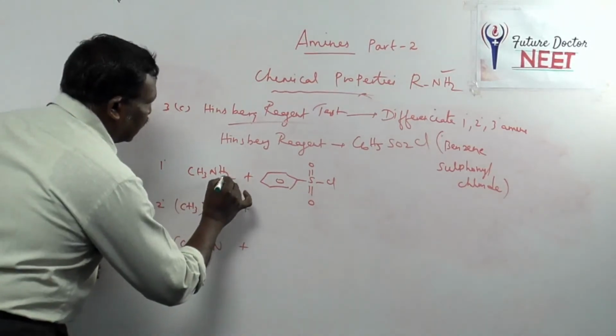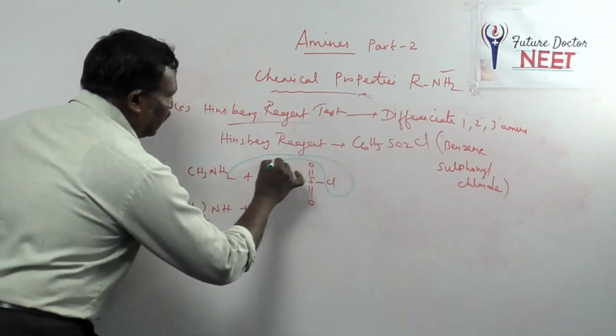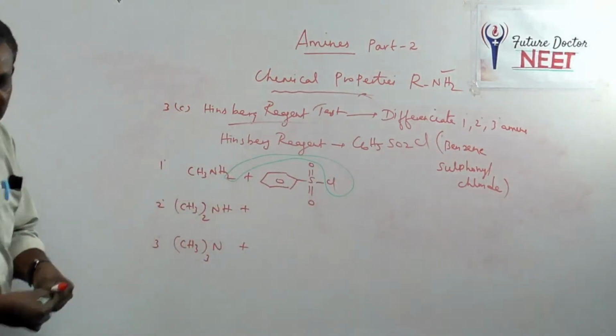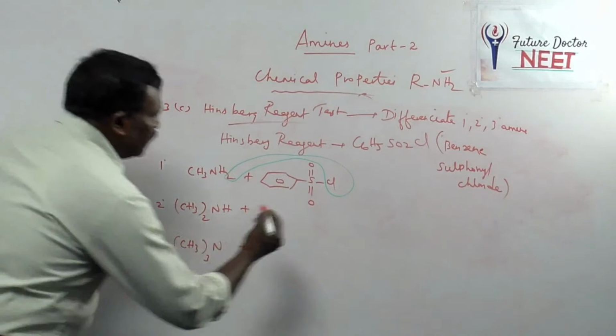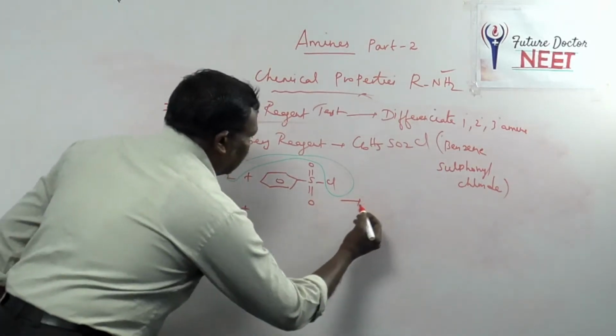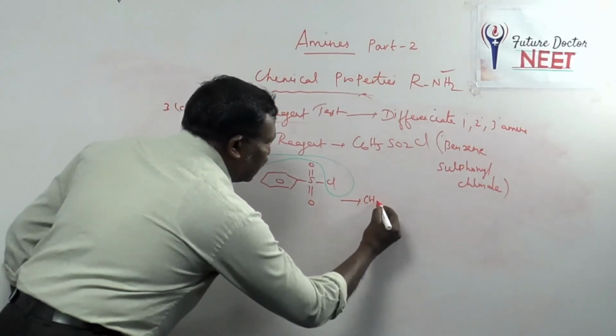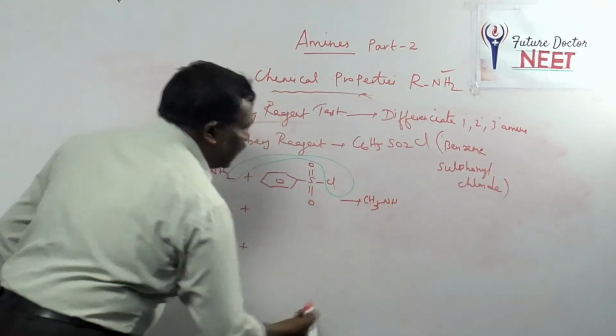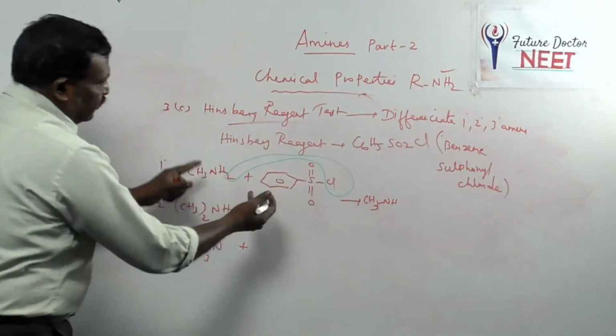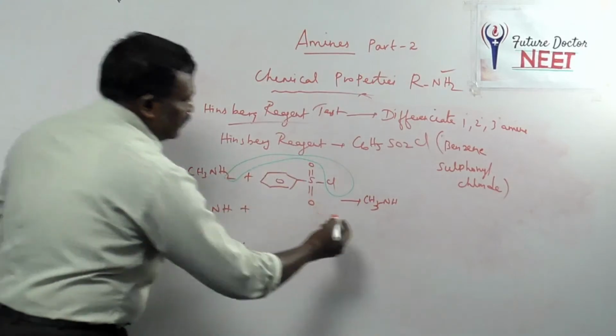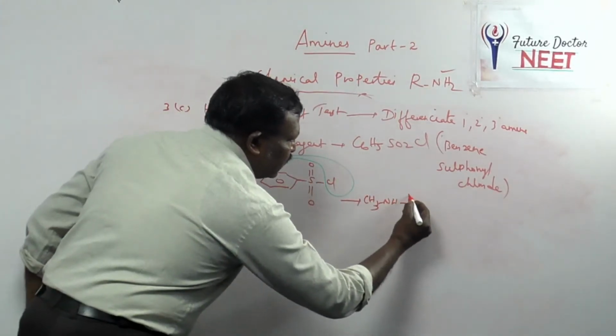Which is removed? H from here, Cl from here, what? HCl will be removed. The product will be this, no? CH3, NH. HCl will be removed. First you write this one. Yes, double bond O.